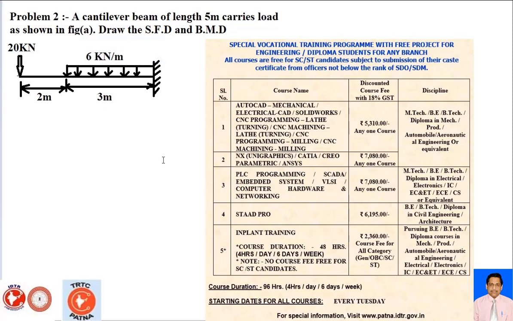So how to compute the shear force diagram and bending moment diagram in this problem? First of all, the big challenge is how to compute the uniform distributed load, and you have to convert it to a concentrated load. So this is your uniformly distributed load, which is not symmetrical. So first you have to know the procedure for solving this type of problem.